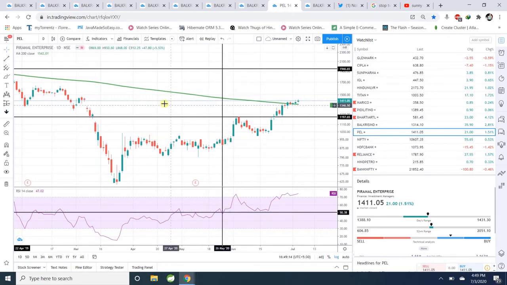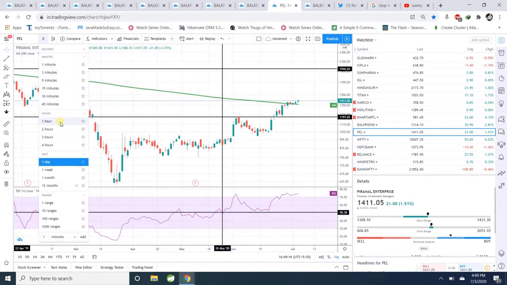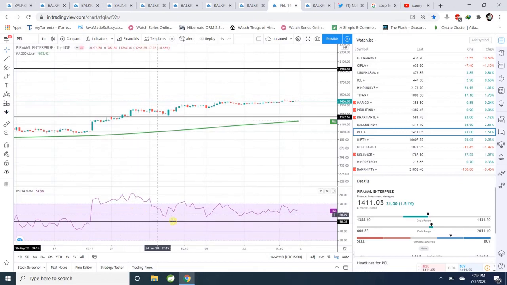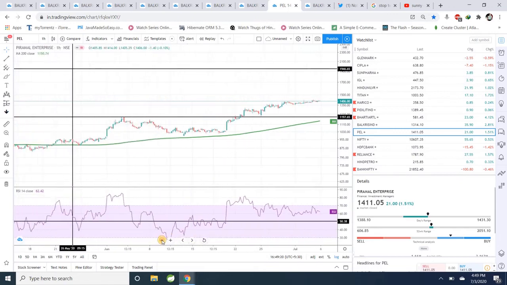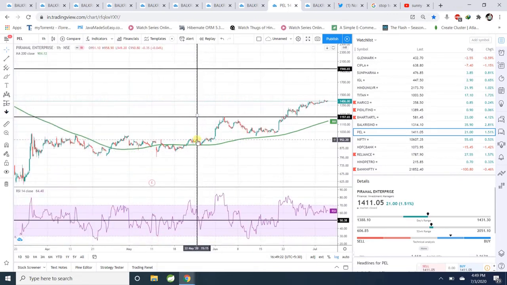Now we will shift to the hourly chart, and we will look for a breakout in the hourly pattern. So after this point we have to look for a breakout. Now let us see.